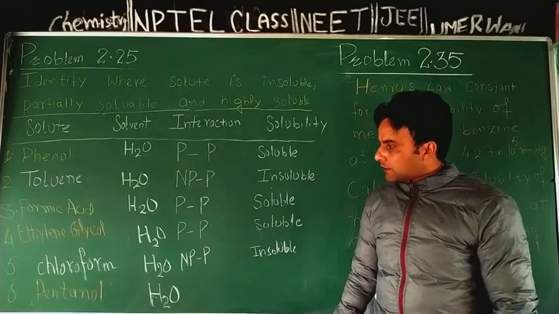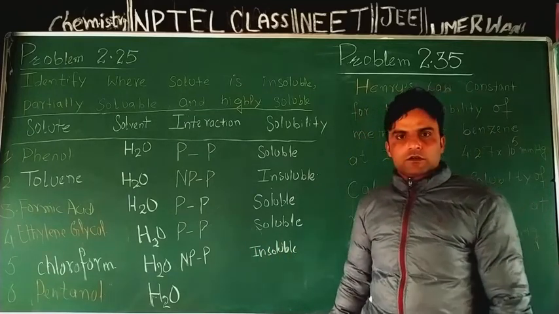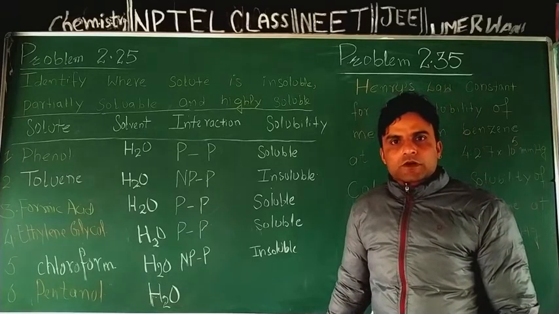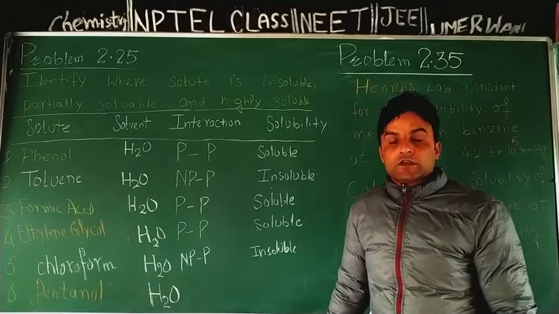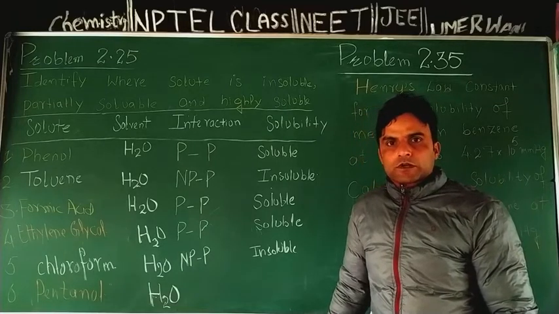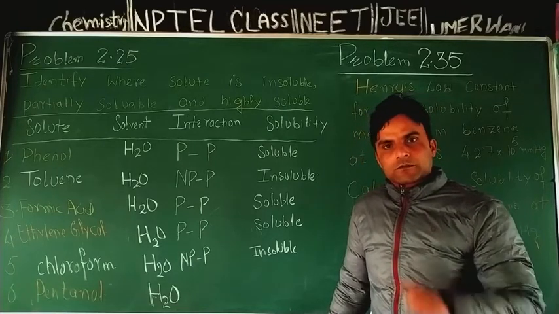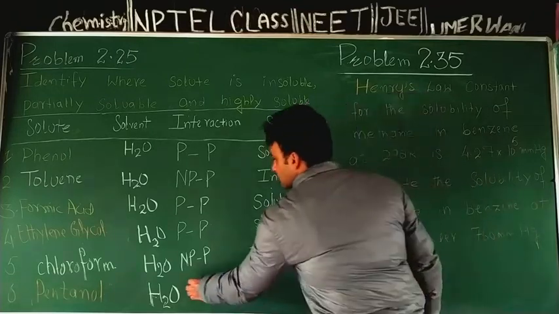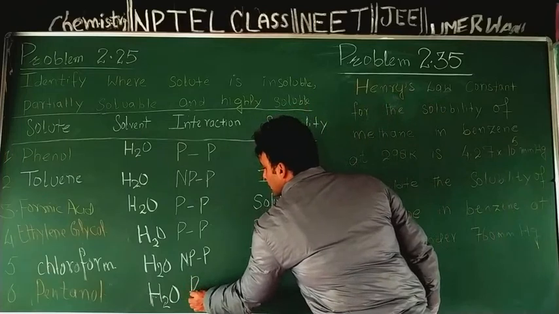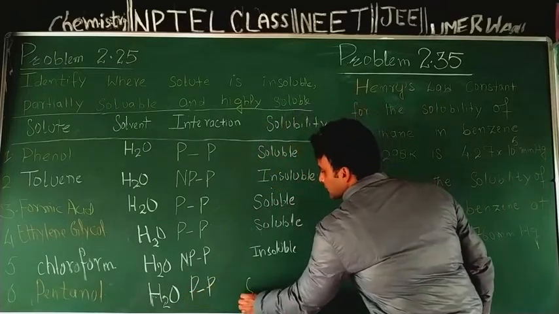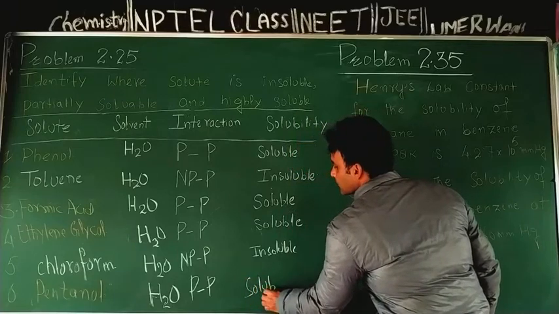Now moving to last solute, pentanol. Pentanol has 5 carbon atoms. It has 5 saturated carbon atoms attached to corresponding number of hydrogen atoms, but terminal carbon atom has OH group, and because of presence of this OH group, it will be polar. Water is also polar. Solution has polar solute, polar solvent. It is also soluble.